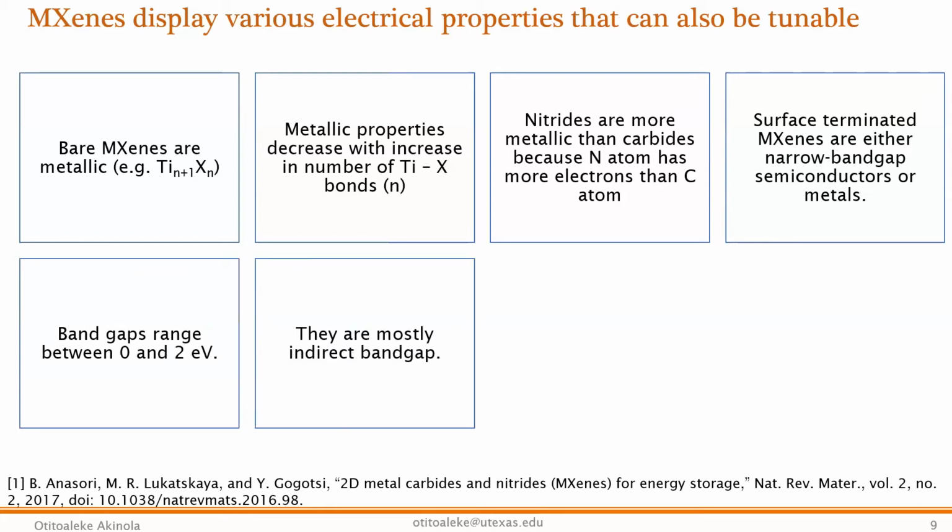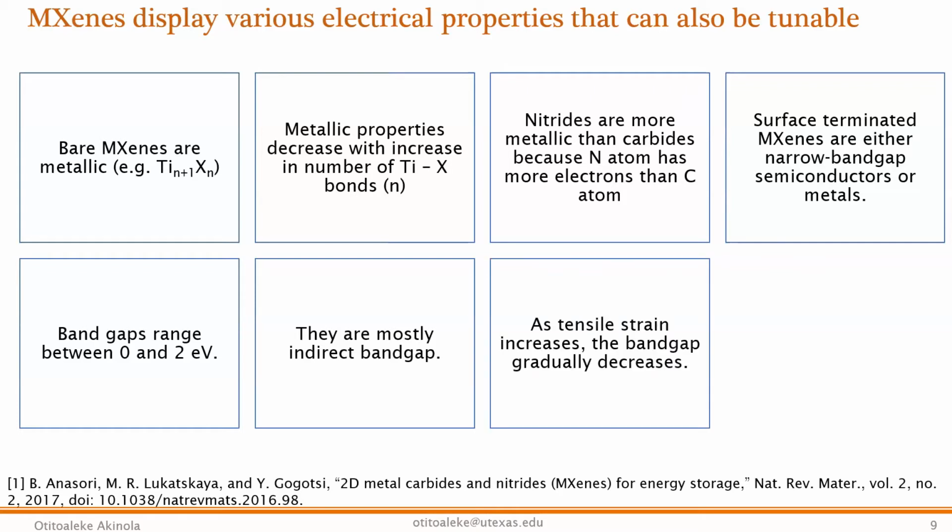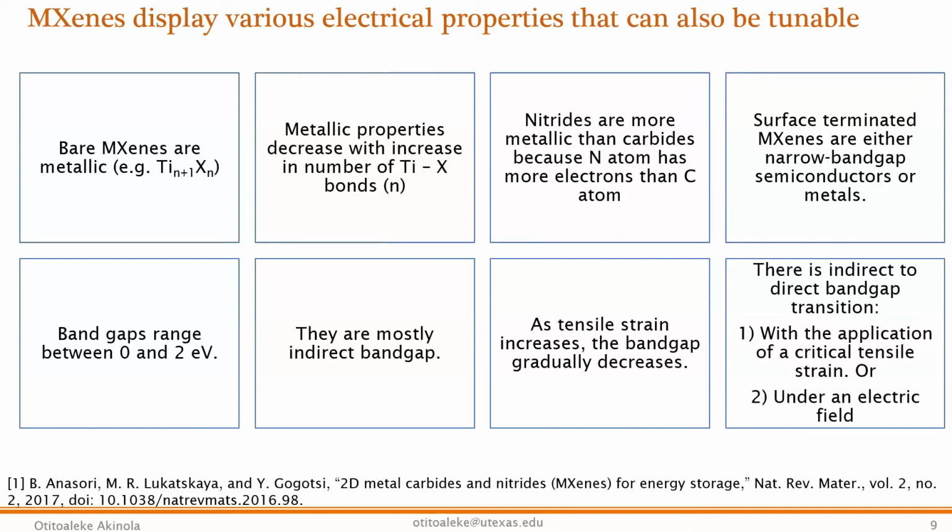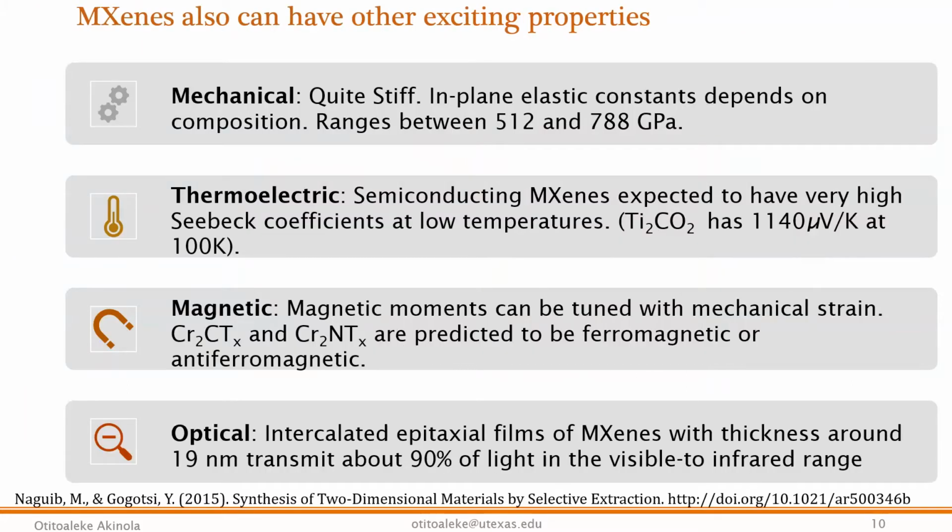They are mostly indirect band gap when they have band gap, and as the tensile strain increases, the band gap gradually decreases, and this indirect band gap that they mostly have can transition to a direct band gap on application of tensile strain or an electric field. They also have other interesting properties from mechanical properties, in that they have high tensile stress capability, like 5122788 gigapascal. They have good thermoelectric properties as well. Semiconductor MXenes show good Seebeck coefficients.